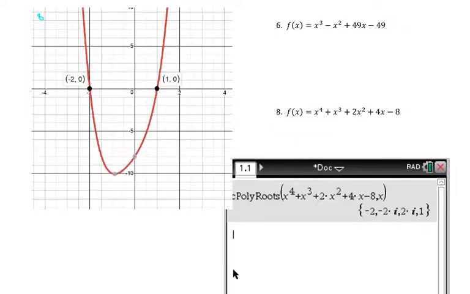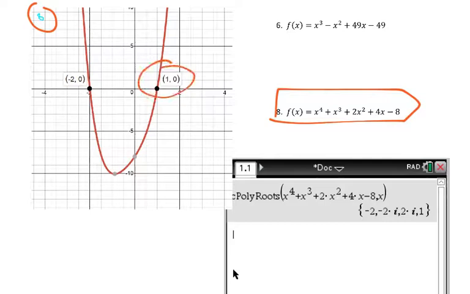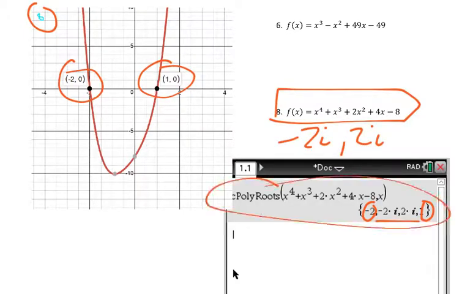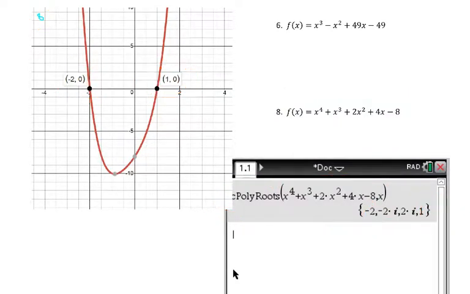Now once again, just to compare, okay, looking at this, here's number 8 graphically. Okay, and we only see those 2 real roots. Because of its nature, it's got those other 2 imaginary roots that we can only find by using this. Okay? Alright, there we go with those ones.